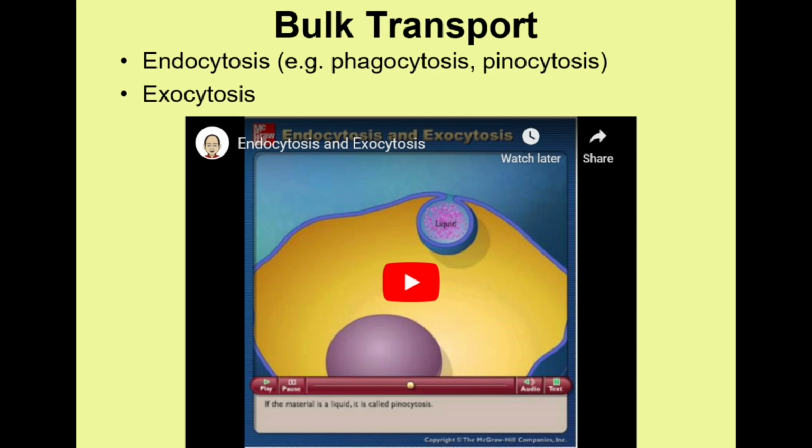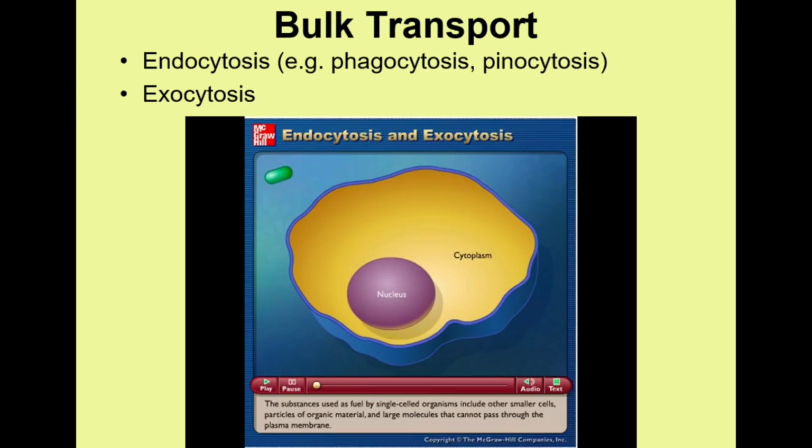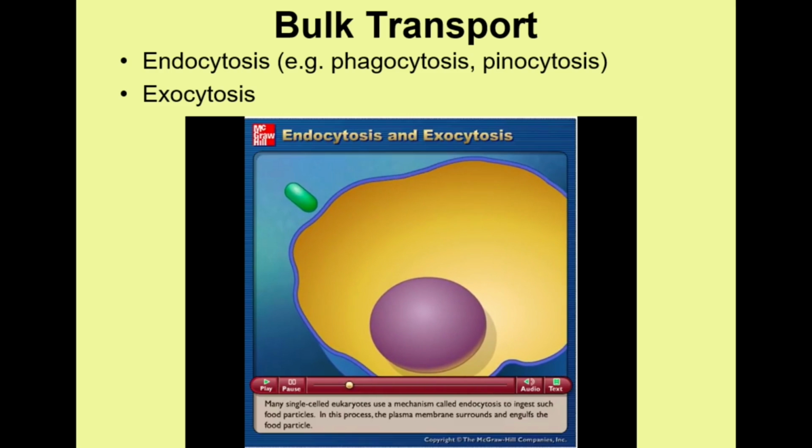So let's have a little look at this animation, and hopefully that will help. The substances used as fuel by single-celled organisms include other smaller cells, particles of organic material, and large molecules that cannot pass through the plasma membrane. Many single-celled eukaryotes use a mechanism called endocytosis to ingest such food particles. In this process, the plasma membrane surrounds and engulfs the food particle.